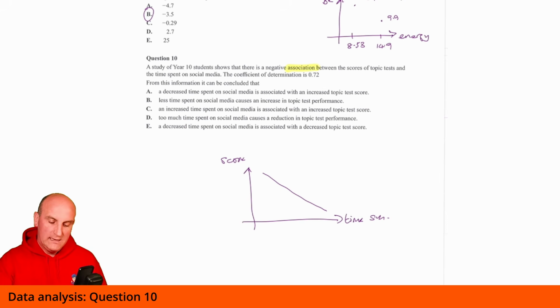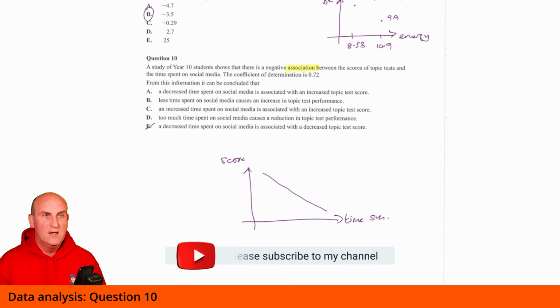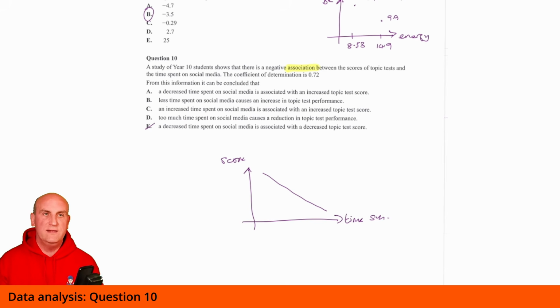Right, from this information, it can be concluded that, when we work, I'm going to work from E upwards. When we work from E upwards, it says here, a decreased time spent on social media is associated with a decreased topic test score. So a decreased time on social media is a decreased time. Well, that's blatantly wrong, so that can't be right. D. Too much time spent on social media causes a reduction in topic test performance. No, there are lots of different things. And again, there was nothing there that said increase or decrease for both of them. So that's a no, just because of the trick of the language.